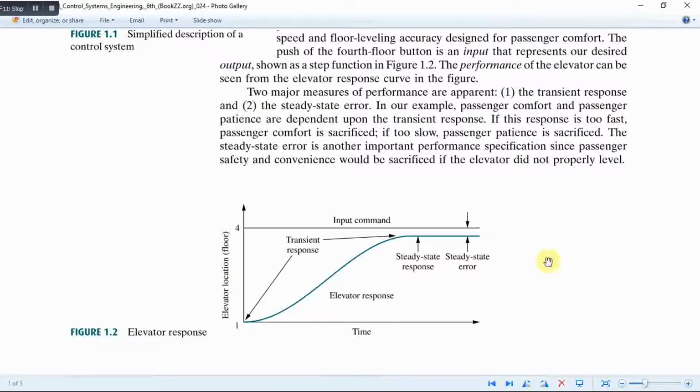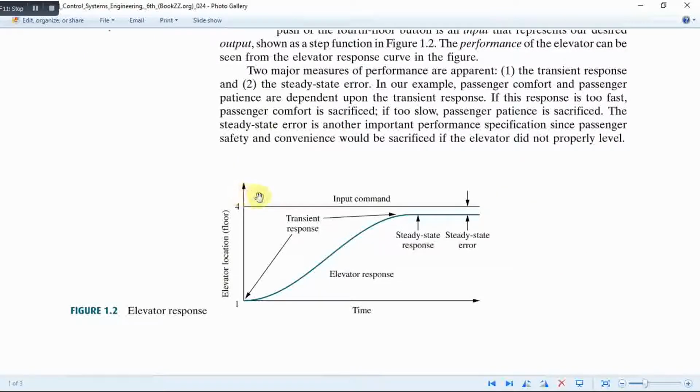In this figure, we have an input command and we have a certain response of the system. And we have here the transient response and here the steady state response, and then we get an error which is known as steady state error, which is the difference between our input and our steady state response.